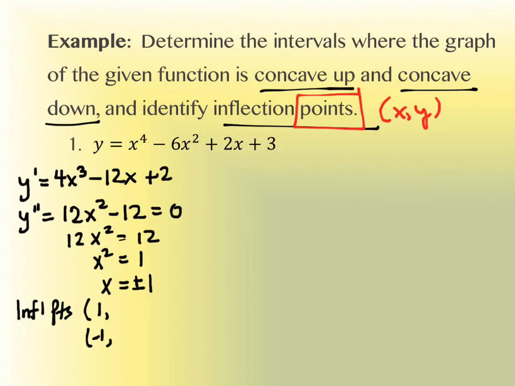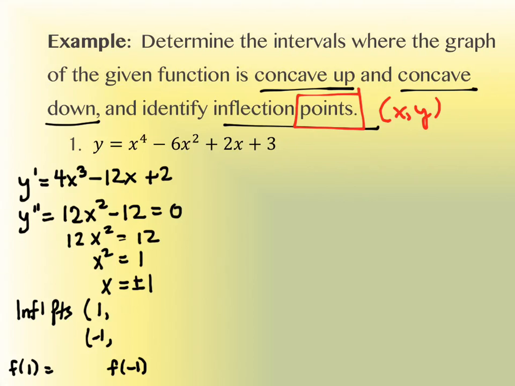How do we find the other something? Plug it in where? If we plugged it in the second derivative, we get 0. So the original. We plug it back in the original. The point is a point on the original graph. So we plug the x values that we're working with here, 1 and negative 1, into the original equation. So we're looking at finding f of 1 and f of negative 1.